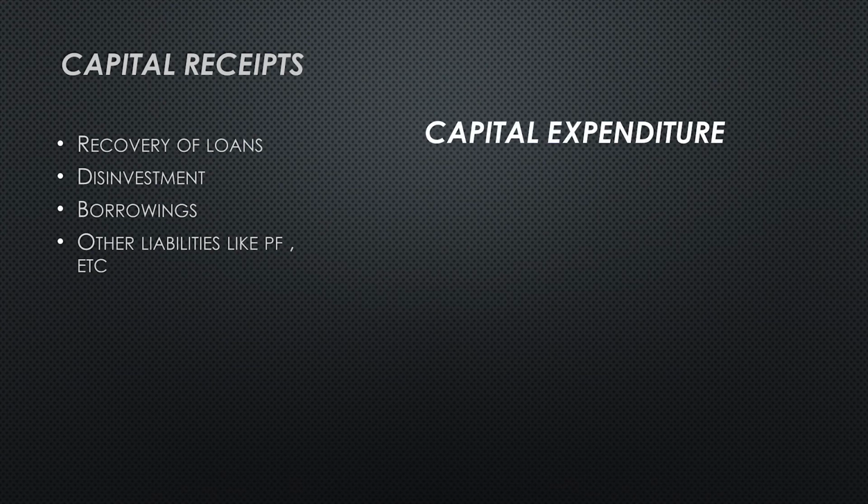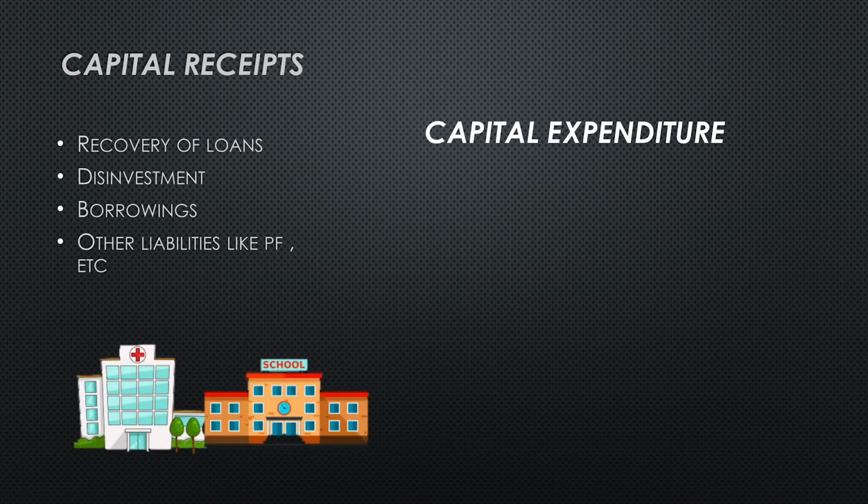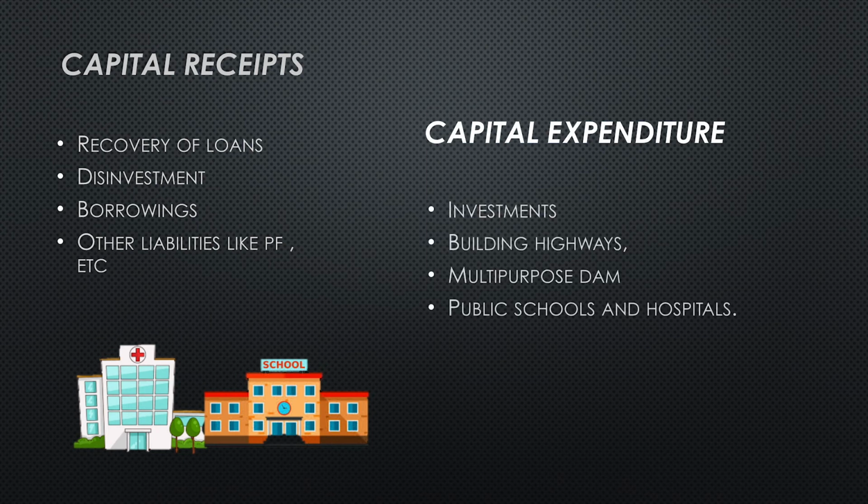Then we have capital expenditure. So here the government is making expenditure, but this is a developmental expenditure, unlike the revenue expenditure which was not developmental. Examples could be building schools, hospitals, bridges, dams, and buying machinery and equipment, which will also be considered a part of capital expenditure.